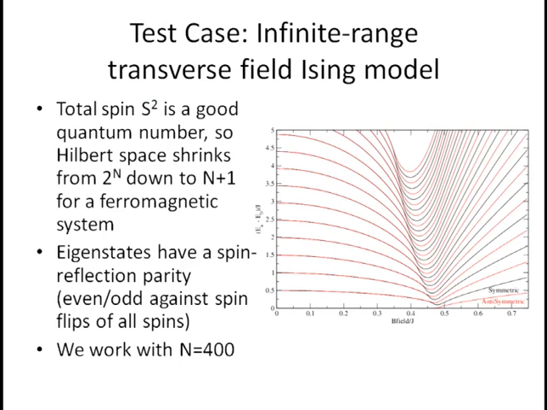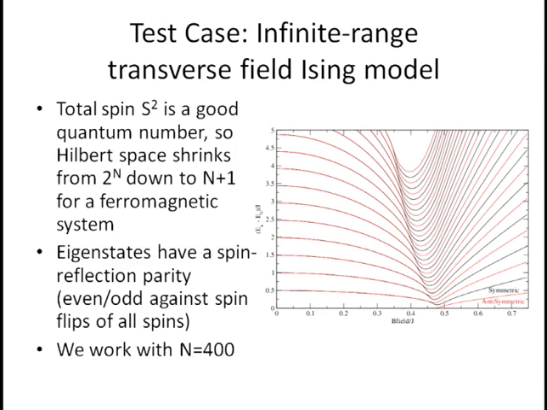The test case that I'm going to talk about is the infinite-range transverse field Ising model. We're doing this for two reasons. One is that this is an important test case for the Penning trap, because the Penning trap has so many spins. This is one of the few cases where you can actually get numerics to benchmark the Penning trap. In this case, the total spin S squared is a good quantum number, so the Hilbert space shrinks from 2 to the N down to N plus 1 for each of the different spin sectors. For one of the signs of the interaction, the ferromagnetic state is the ground state. That's the one I'm going to study, where the matrices we have to look at are just N plus 1. We're working with N equals 400, so our matrices are not very large.